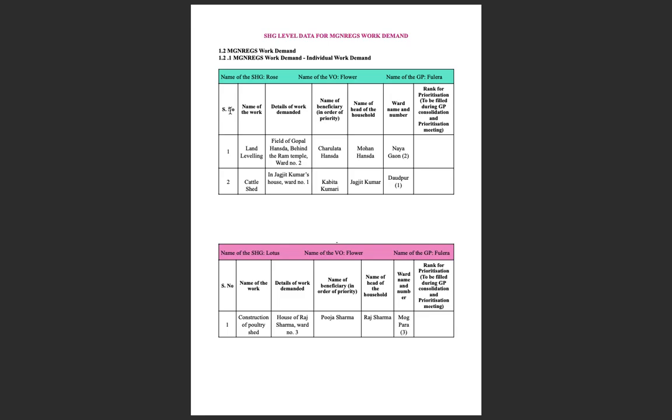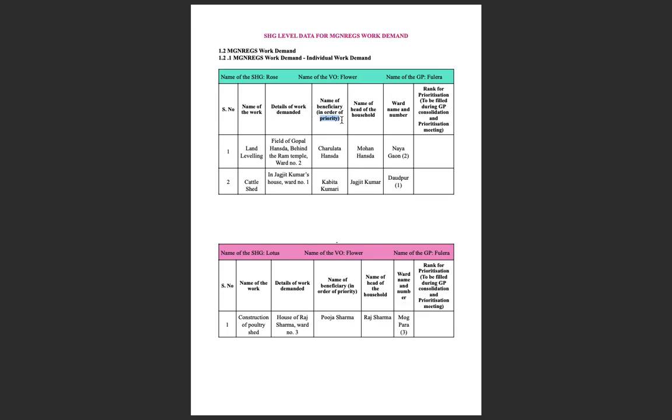Here there are in total 7 columns, as you can see, and I will explain to you what all these columns entail. The serial number column will have the serial number. Name of the work will be the name of the work which the beneficiary wants to do under MG Narega. Details of the work will capture the details of the work in terms of where the work has to be done, what will be the kind of work, and its location. Name of the beneficiary will be the beneficiary who wants to do this work. Here, as we can see, it's written in the order of priority. What do we mean by that?